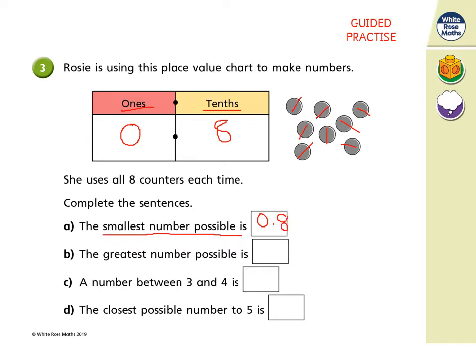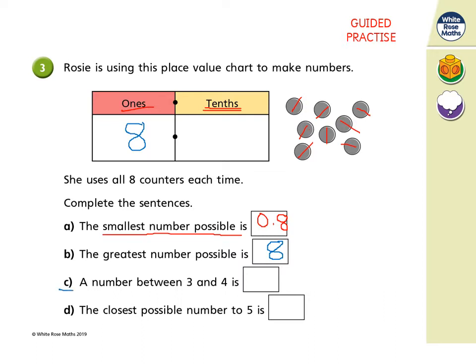Now, could you have a think? What would be the greatest number possible? Remember, if the tenths column is the smallest value that we are working with today, where could the 8 counters possibly go? And what would be my number? Yes, I think you're probably thinking correctly. I would put my 8 counters in my ones, and I would create the biggest number with my 8 counters and create the number 8.